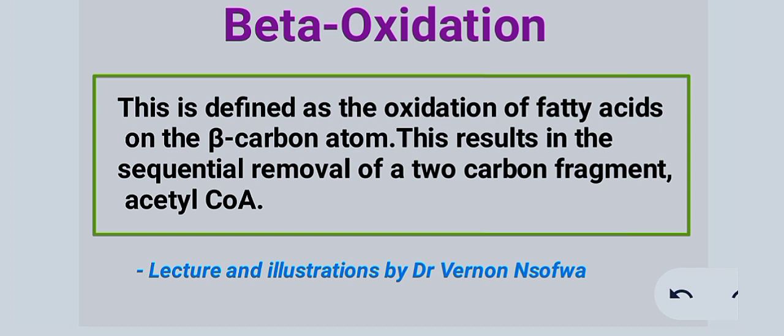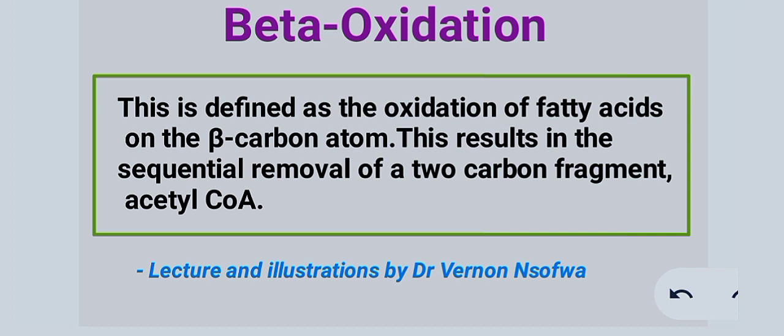Now, where does it take place? The location of beta oxidation is the mitochondria of cells. Primarily, it's the liver cells and the adipose cells, the fat cells, but it can occur in other tissues as well. What you shouldn't forget is that this process takes place in the mitochondria of cells.